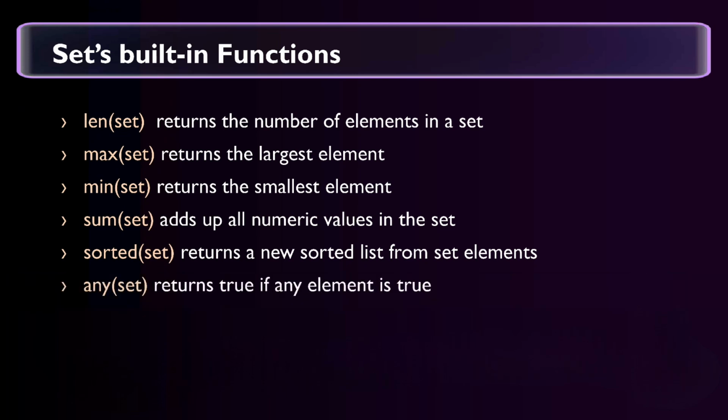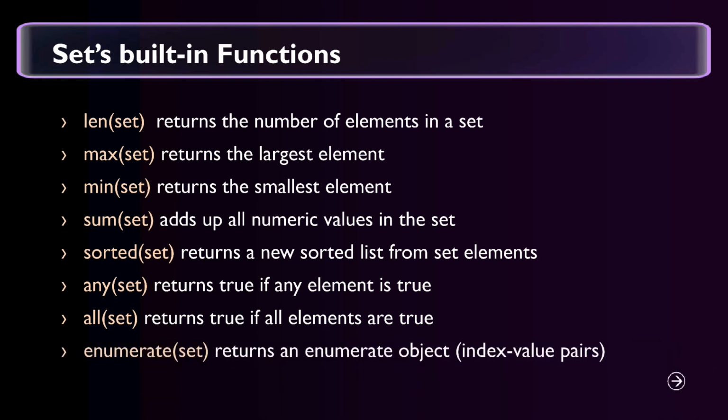The any function checks if at least one element in the set is true, while all checks if every element is true. It is useful in logical evaluations.